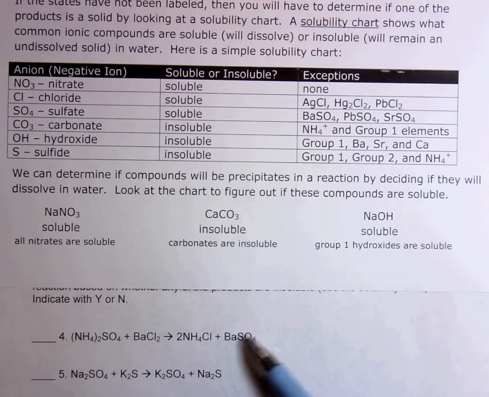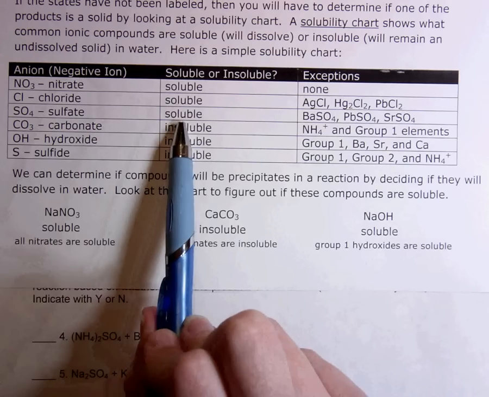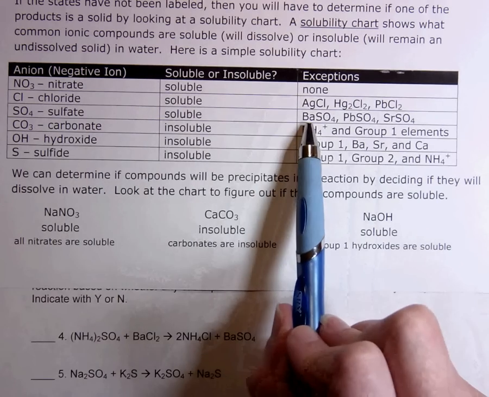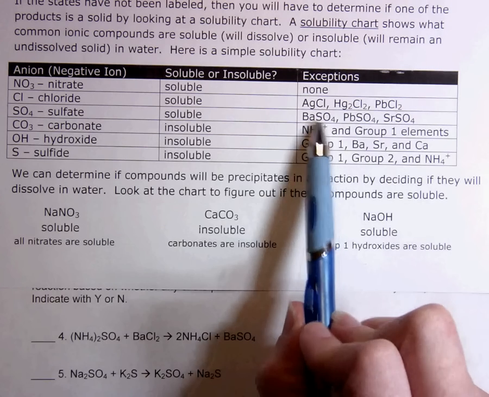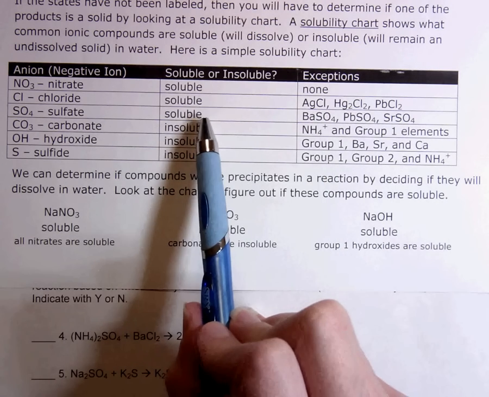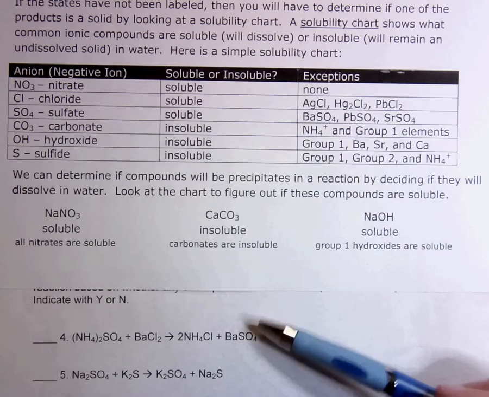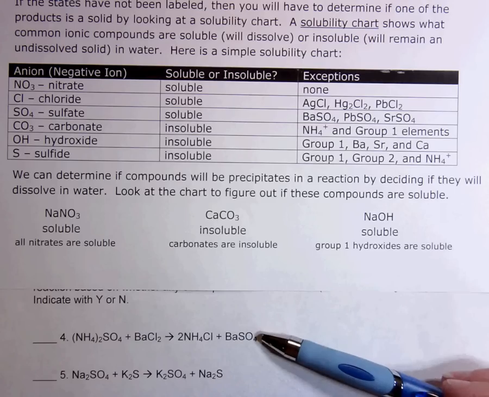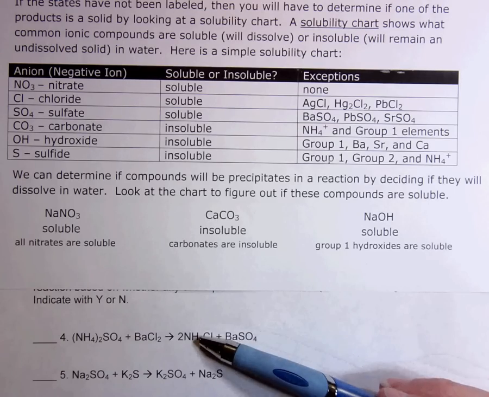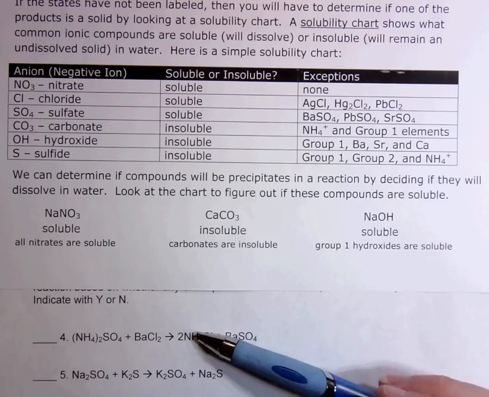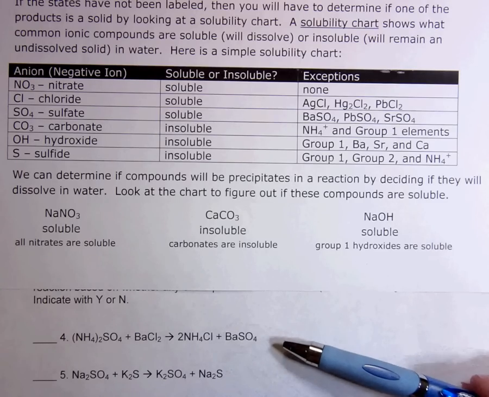Then I look up BaSO4. Here's SO4, sulfate. It is soluble unless it's one of the exceptions. BaSO4 is one of my exceptions, so that means it's not soluble. So that means that BaSO4 is going to be a solid, S. So I would label this as a solid since I have an aqueous, one that dissolves, and a solid, one that does not dissolve. Then I have a precipitation reaction.